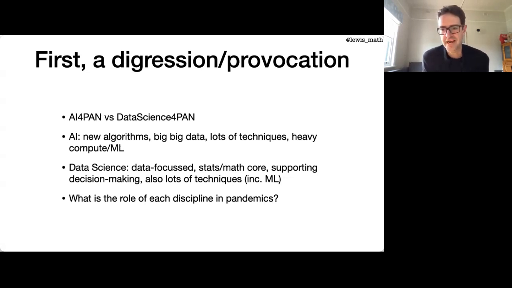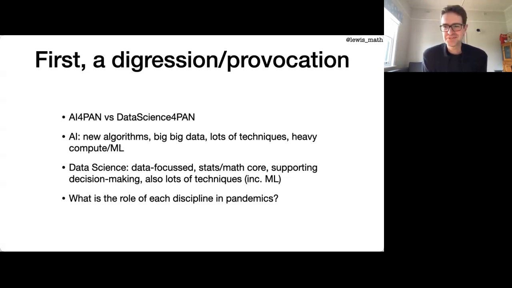Yes, the joke in the chat that AI gets VC funding is a good one. It's a good argument to say that we should call things AI for pandemics to catch everything, because that's the term of the moment.